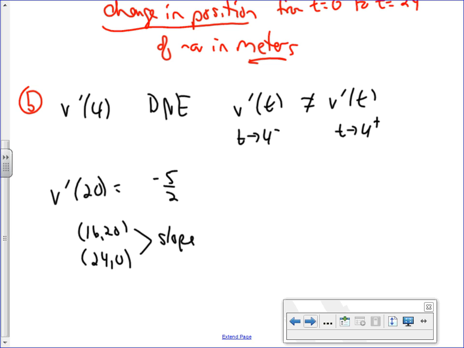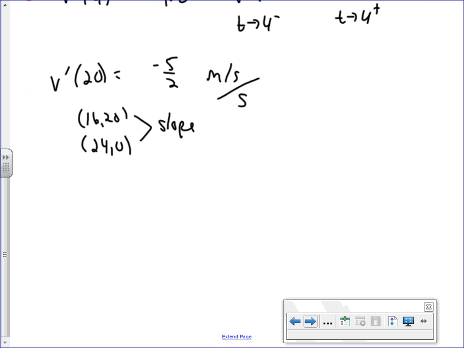Indicate units of measure. Okay, I took velocity, which was meters per second, and I took its derivative. So what is that going to be? Meters per second squared. That's the generic. If you put meters per second, they're going to accept that. Okay? All right, question C.